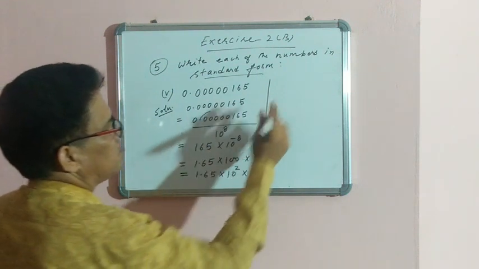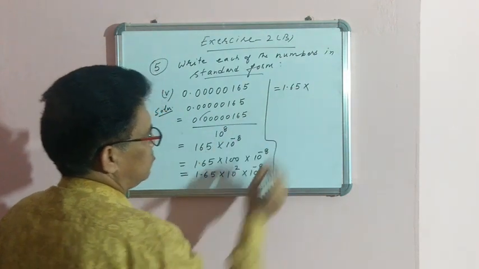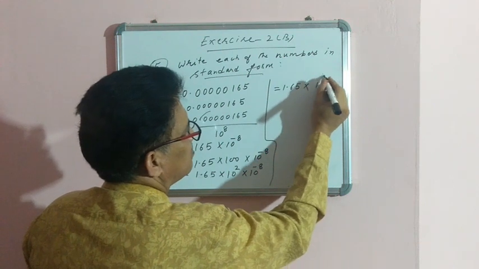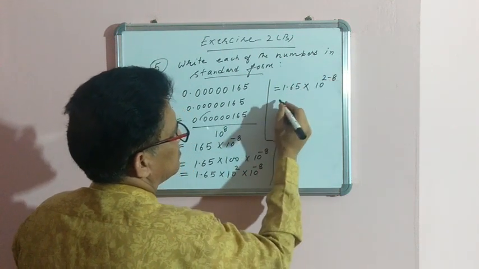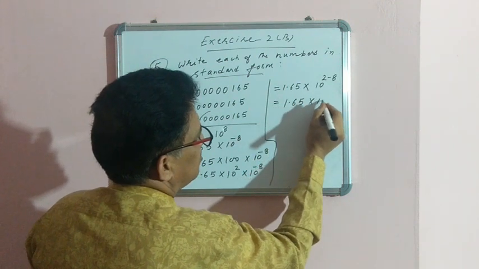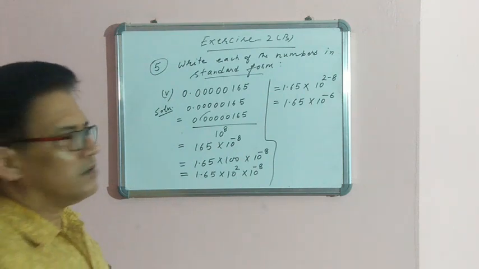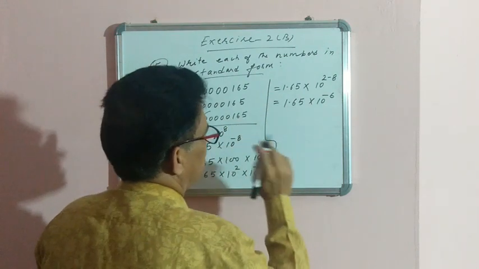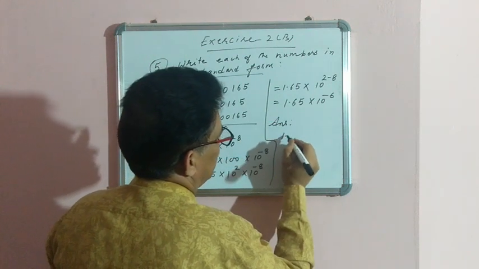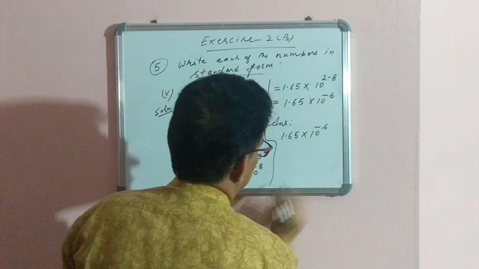Now this is equal to 1.65 into 10 power 2, 10 power minus 8. So 10 power 2 minus 8 is there. So 1.65 into 10 power minus 6. This is the standard form. This is also correct. So this is our answer in standard form, 1.65 into 10 power minus 6.